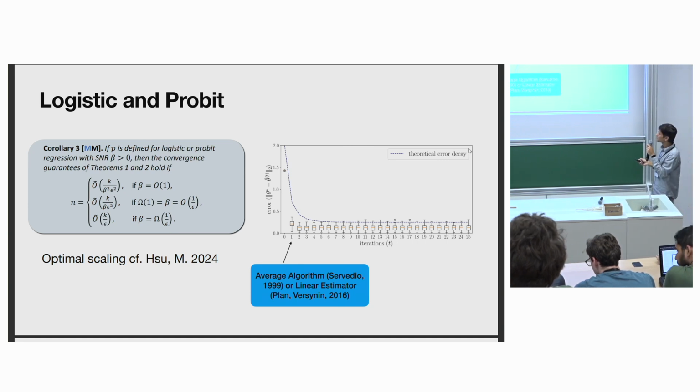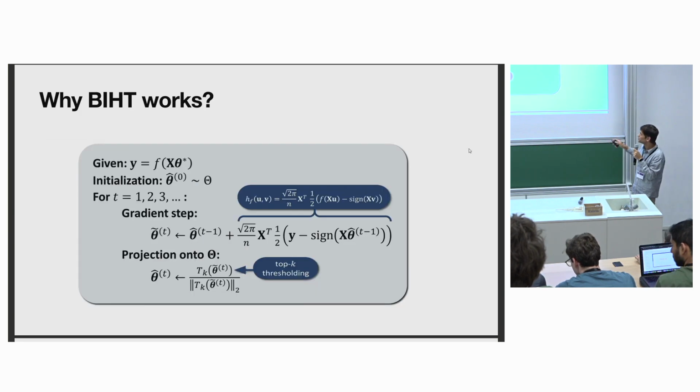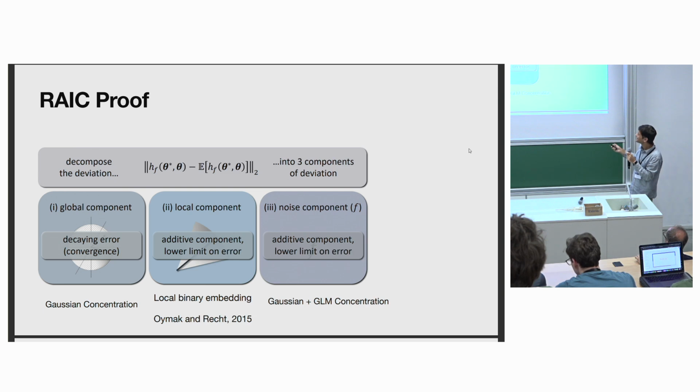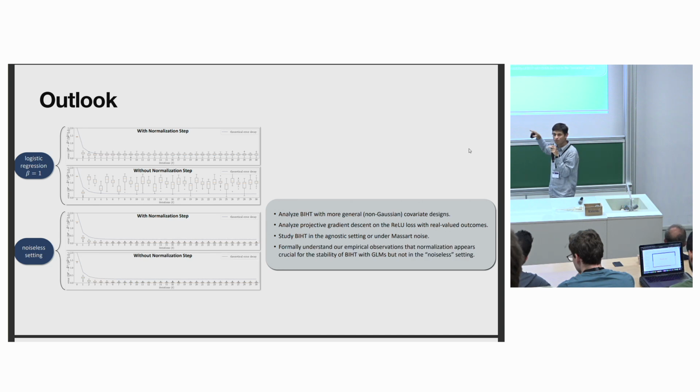If I had a large amount of time, I would have told you how it actually works. But I will end with a final comment about the normalization step. When the noise is small, it turns out it is not necessary, but as noise increases it becomes really necessary. We have not been able to figure out why that happens. And with Massart noise, BIHT is really good empirically, but we cannot prove it yet. If someone can do it, that's great. That's all.